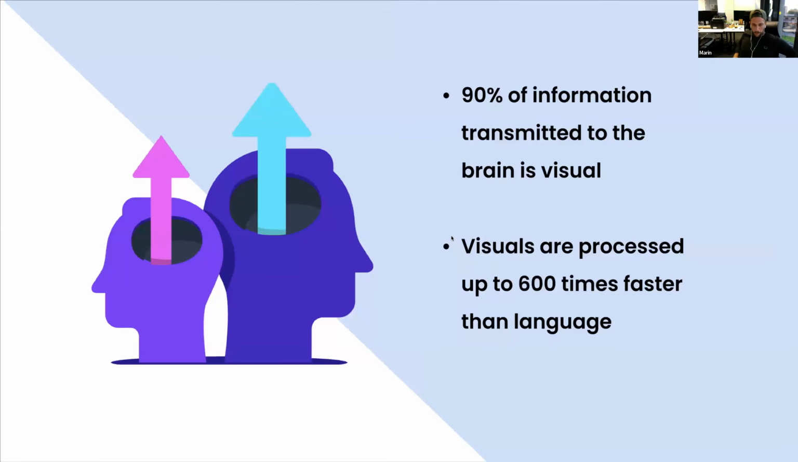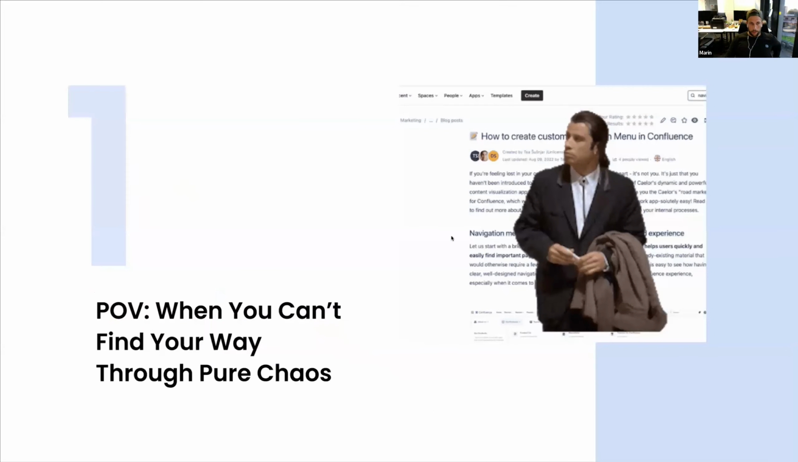Second, as research shows, 90% of information transmitted to the brain is visual, and visuals are processed up to 600 times faster than language. And I will show you right now other pain points that Confluence users have.